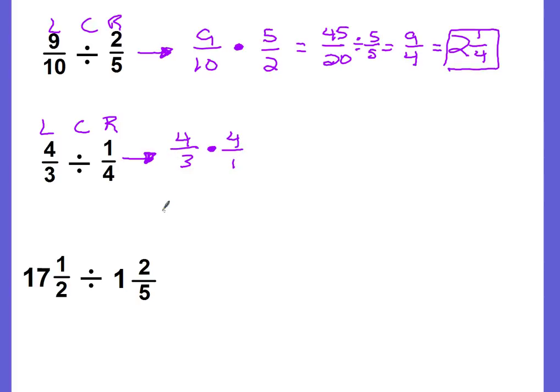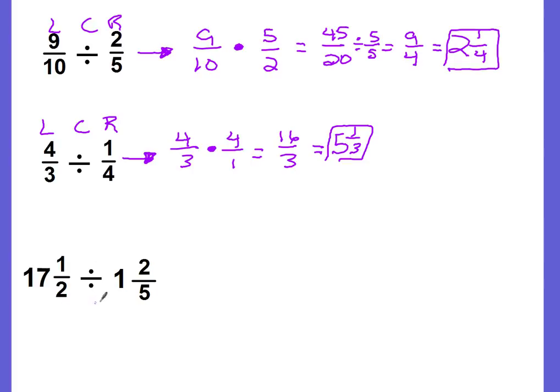It is 4/1. Multiply. Numerator times numerator is 16. Denominator times denominator is 3. Cannot simplify, but it is improper, so we can change it back to a mixed number. 3 goes into 16 5 whole times, which is 15, and 1 remainder out of 3. So 5 1/3 is your answer.